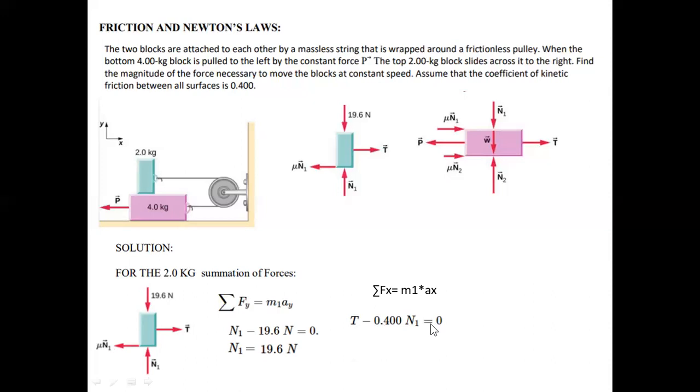If we're going to substitute our value of N1 here and transpose to the other side of the equation, this gives us T is equal to 0.4 of N1, since we got N1 from the summation of vertical forces as 19.6 newtons. Now, T is equal to 40% of N1, 19.6 newtons. This gives us the following. The tension here is equal to 7.84 newtons.